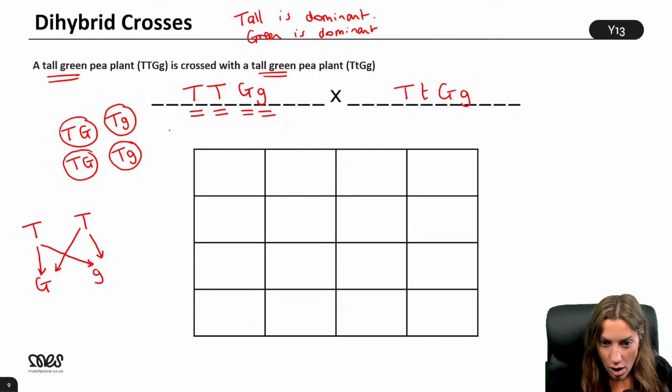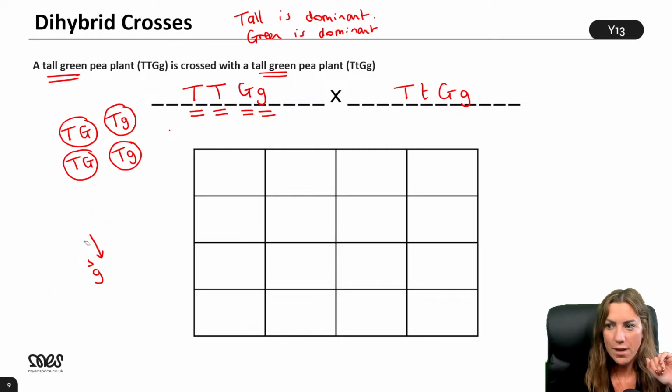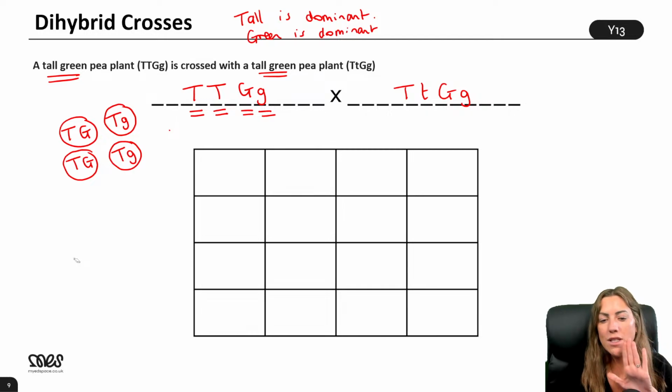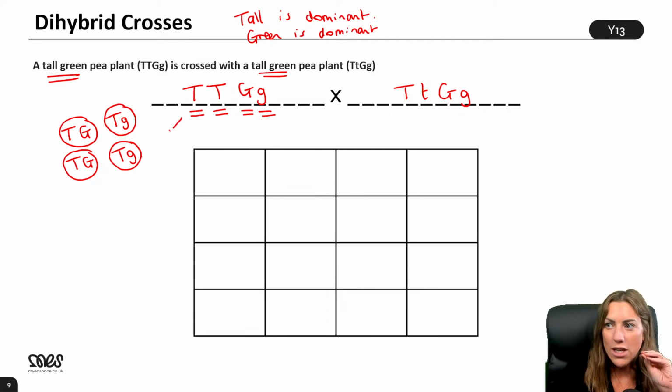Question, why aren't the gametes pairing with the... Because we're just not onto that step yet, Saya. We're going to do that in a second. Okay? All I'm doing so far is figuring out which gametes this parent can produce in meiosis.